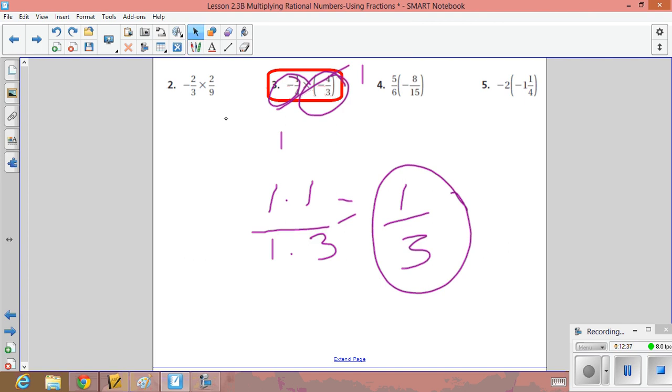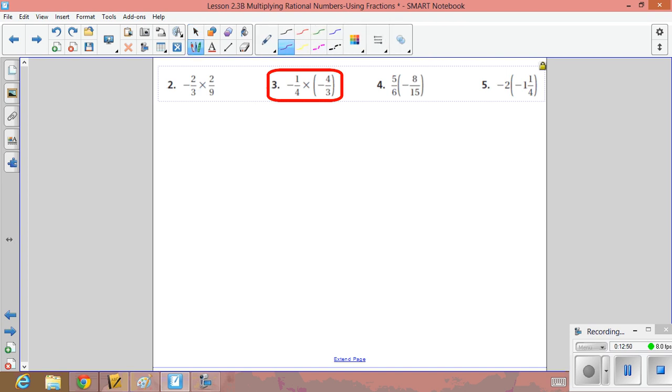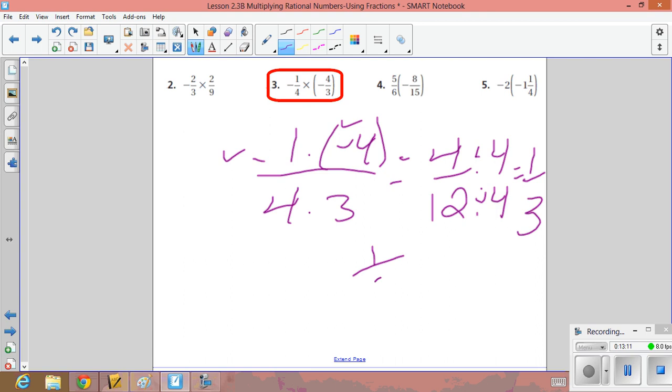If you did not cross-reduce, your problem would look like this. It would look like negative 1 times negative 4 over 4 times 3, and we would get an answer of 4 over 12. You would divide numerator and denominator by 4 to get an answer of 1 over 3, because a negative times a negative is a positive. So either way, we get a solution of positive 1/3. Next page.